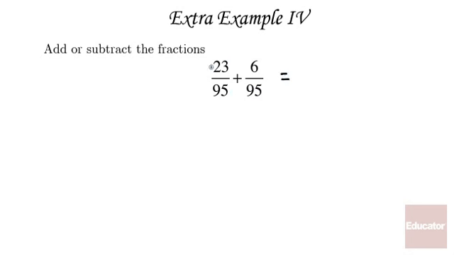So I take the numerators, which is 23 and 6, and I'm going to add them together. 23 plus 6 is 29. And then for my denominator here is 95, here is 95. So for my answer, the denominator also has to be a 95. Okay, you do not add the denominators together. The denominator stays the same as 95. So 23 over 95 plus 6 over 95 is going to equal 29 over 95.